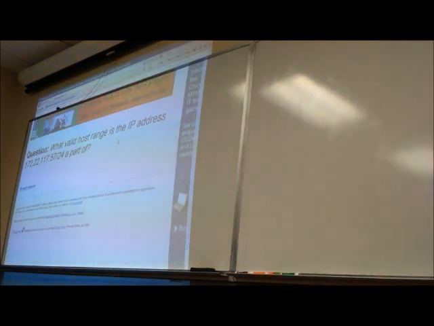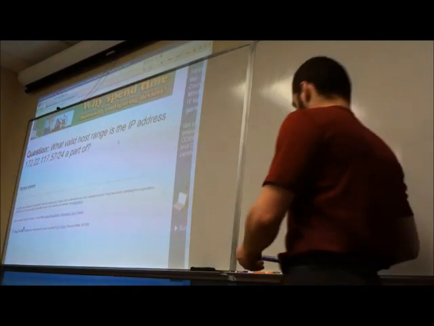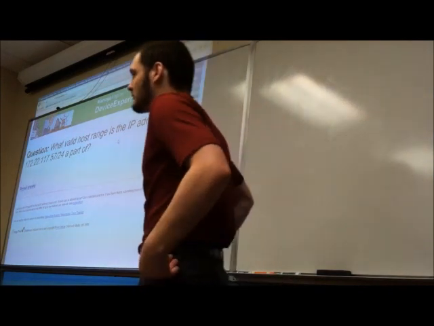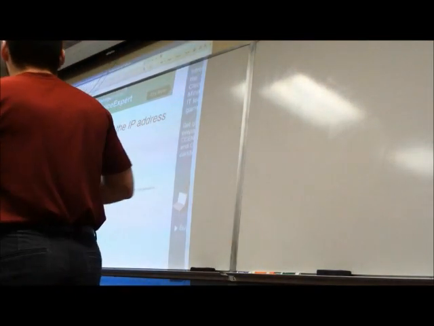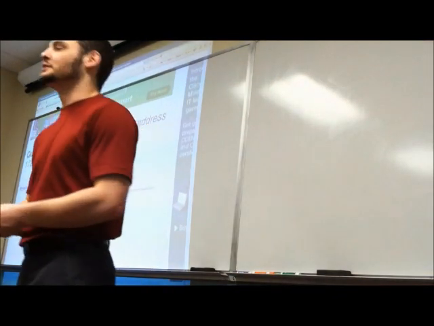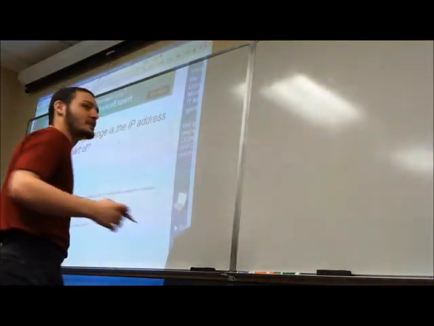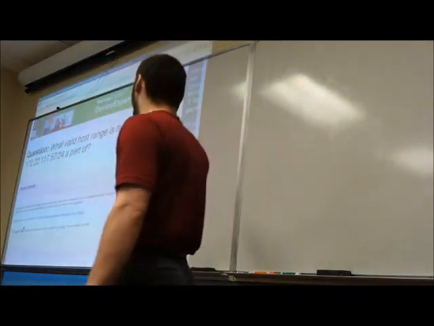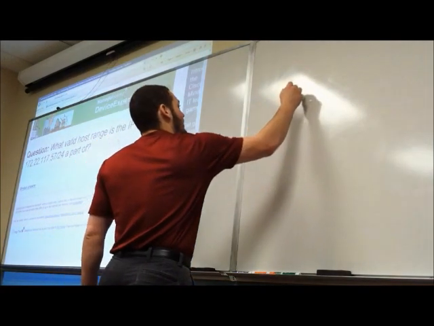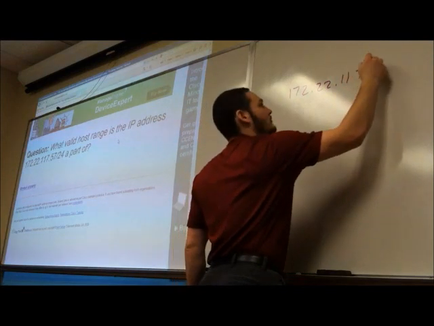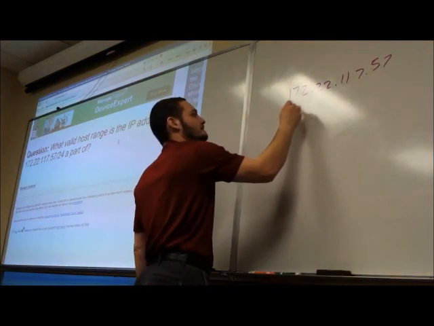The network is 172.16.17.0. Alright, so how are we going to figure this out? First, you have to find the network number. So, how do we find the network number? We AND the subnet mask and the number they gave us, which is 3 octets of 255 and the last one being 0.